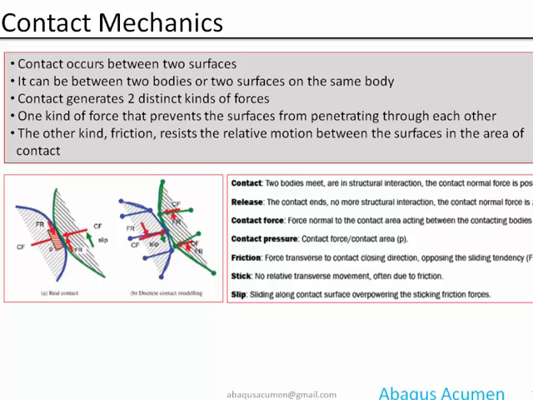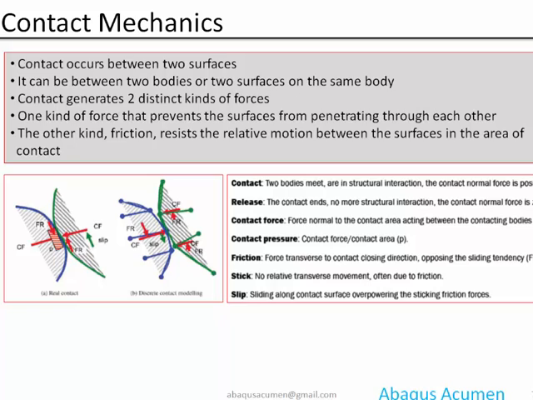Now let's get into more of this contact mechanics. We'll slowly build up on contact mechanics. Contact generally occurs between two surfaces. These two surfaces can be on two bodies or two surfaces of the same body. Like what we have seen in an earlier slide, like the catastrophic buckling of a cylindrical shell, where there is the same body but two surfaces getting in contact.